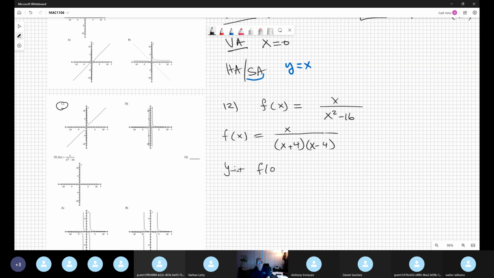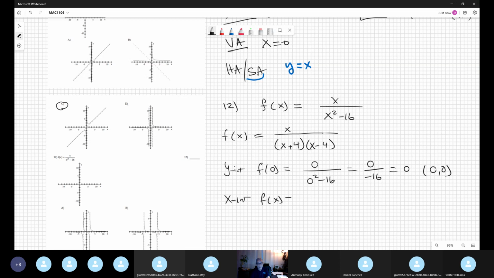que se evalúa en 0. Es obvio que es 0, ¿no? Because 0 over 0 squared minus 16 is 0 over minus 16, which is 0. So 0, 0. One more time, it is the y-intercept and x-intercept, both.